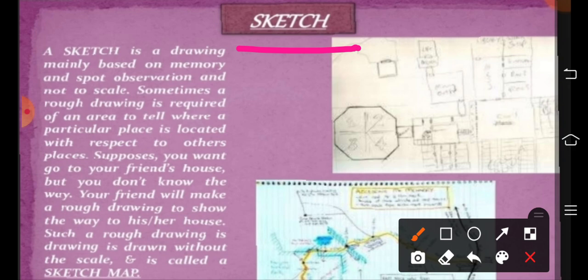So sometimes a rough drawing is required of an area to tell where a particular place is located with respect to other places. Whenever you are traveling or going to your friend's house but you don't know the way, your friend may make a rough drawing to show the way to his house. Such a rough drawing is known as a sketch. It may not have any scale. So route maps also we can draw like that.